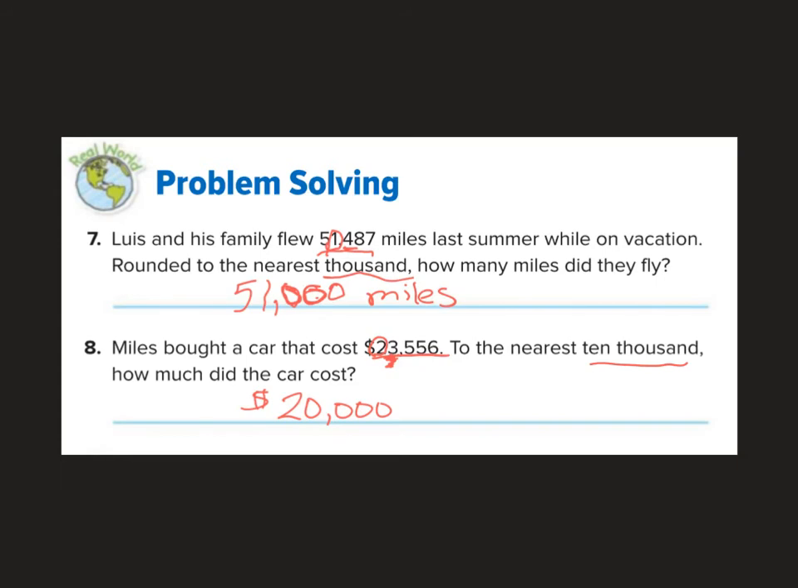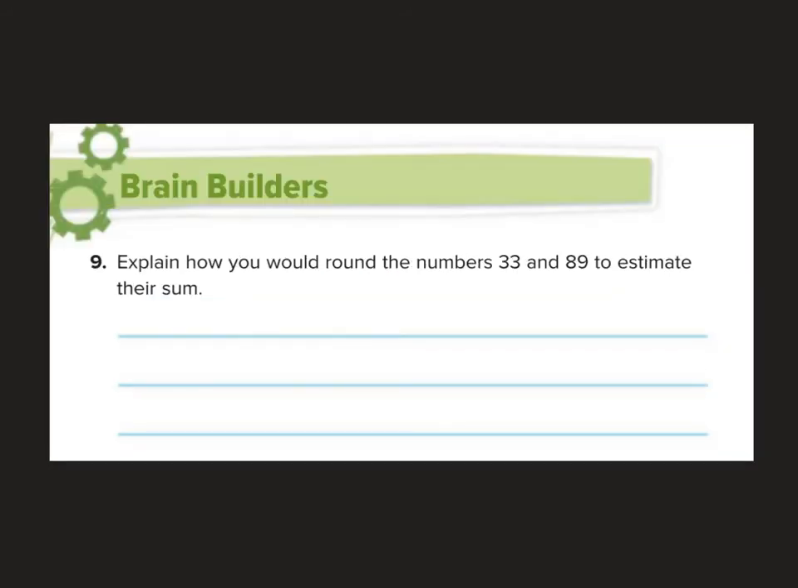All right, we have a couple more practice problems here. Brain builders. Explain, how would you round the numbers 33 and 89 to estimate their sum? Sum means you're going to add them, the answer to an addition problem. My first step would be to take 33. I would round to the nearest 10. So I'm going to circle, that's going to remain the same, so that would become 30.